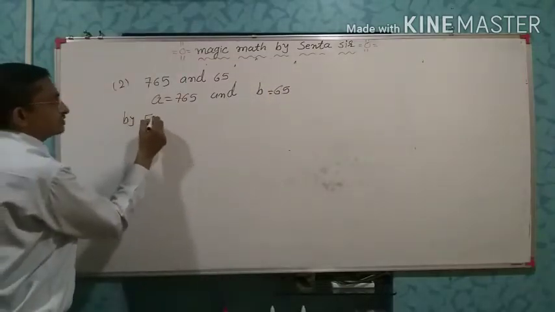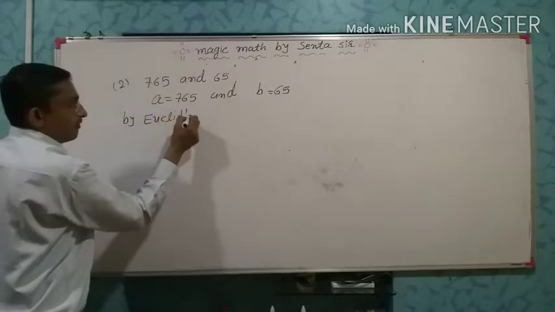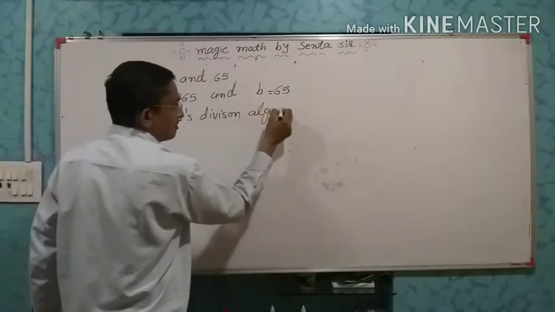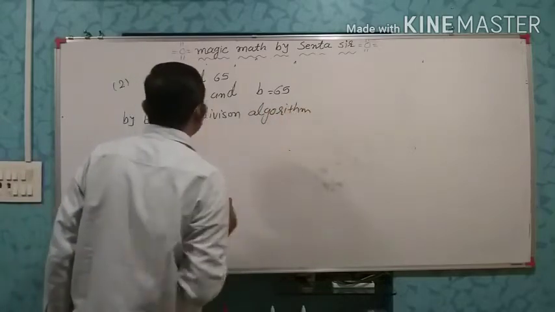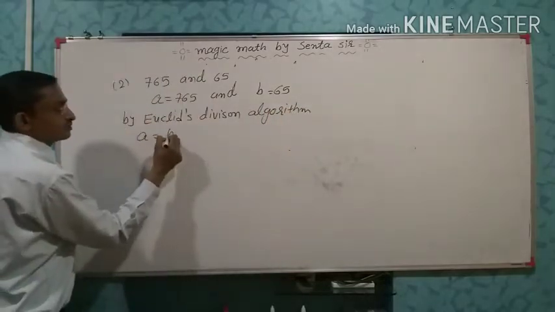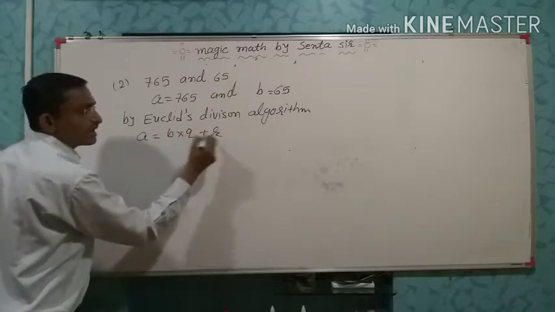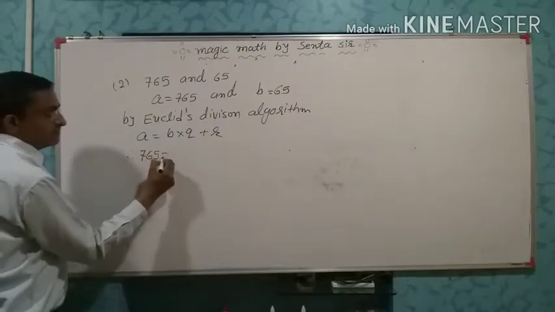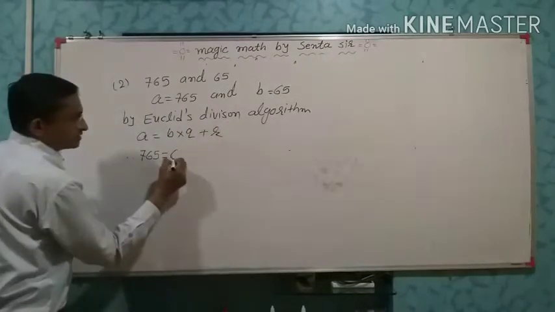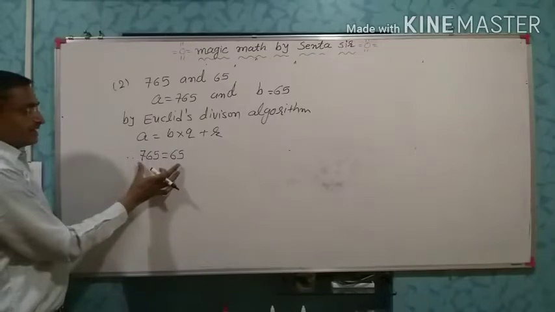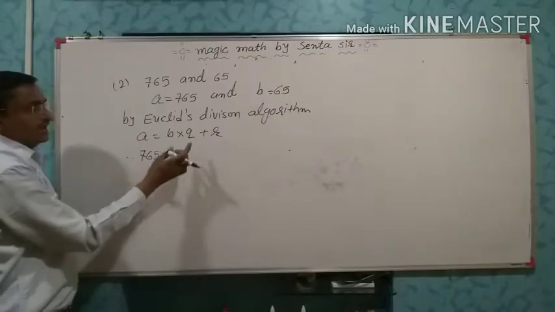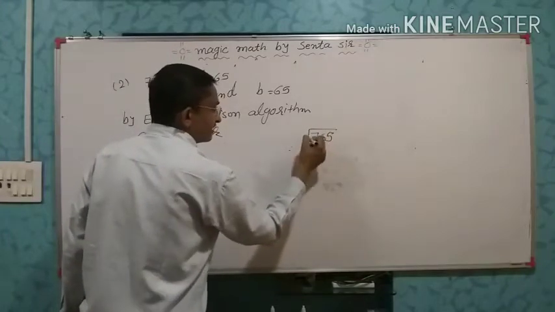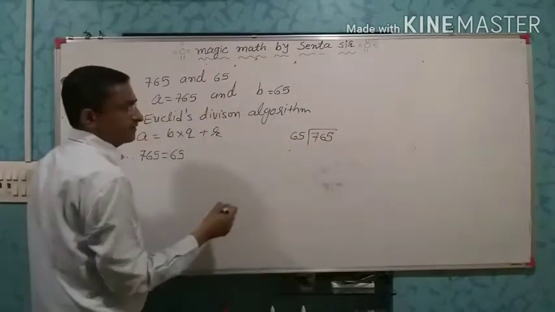By Euclid's division algorithm, A is equal to B into Q plus R. Therefore A is equal to 765 and B is equal to 65. We divide both these numbers and get quotient and remainder. It is very easy. 765 divided by 65.